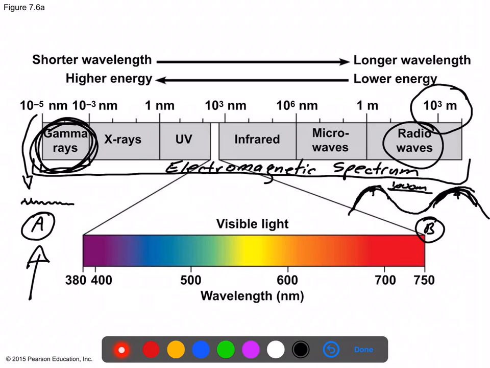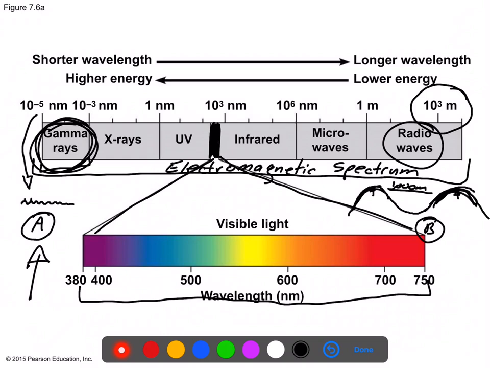So what do you think about X-rays? X-rays carry a lot of energy. UV rays, they carry a lot of energy. The visible light spectrum, right, which is this. The visible light spectrum is found between UV and infrared, all right? We just blew it up here so that we could see all the details of it. We just pulled it out and stretched it out.